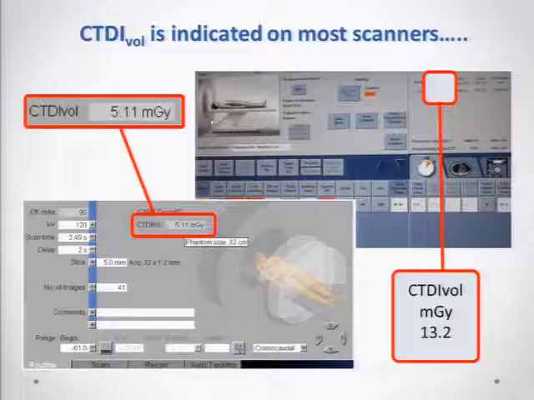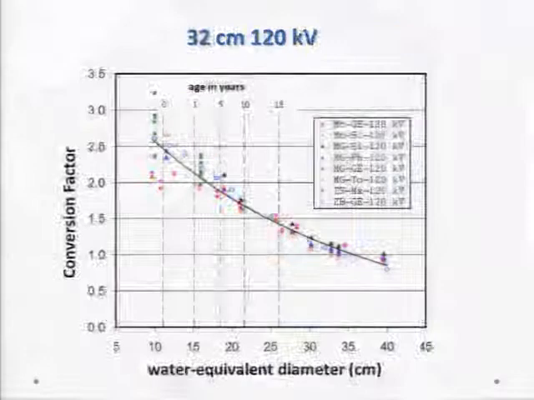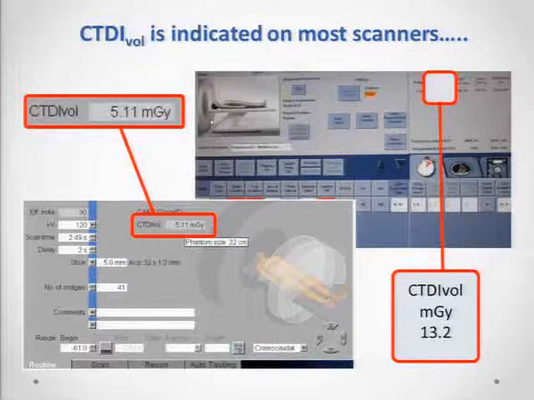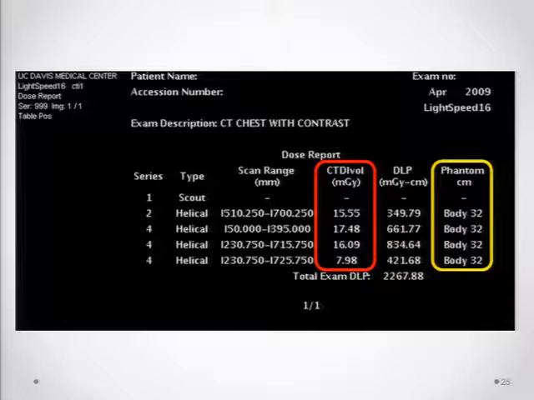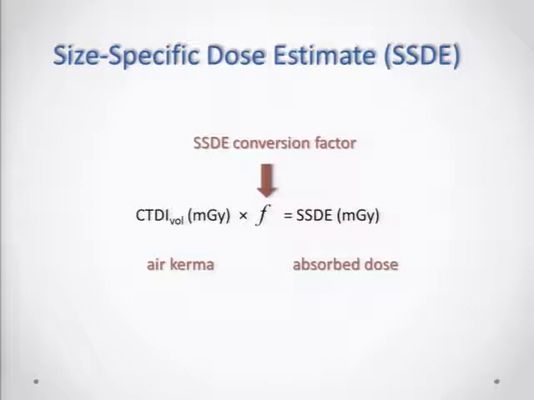I mentioned the ubiquitous nature of CTDIvol. Because these data were divided by it, now you can take your CTDIvol that's present on the scanner, before the scan even, or present in the dose report, as you see here. You can take that value, figure out what the diameter of the patient is, and then do the multiplication. So the CTDIvol used to scan the patient multiplied by that correction factor, that curve, that of course requires the knowledge of the patient diameter, equals the size-specific dose estimate, the SSDE.